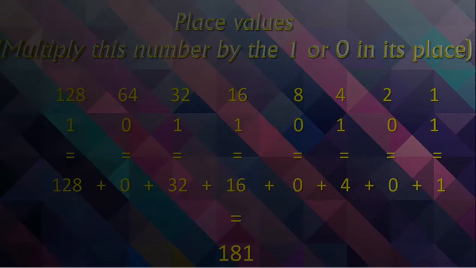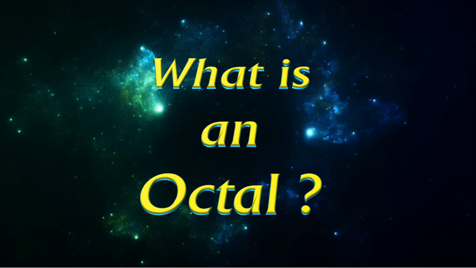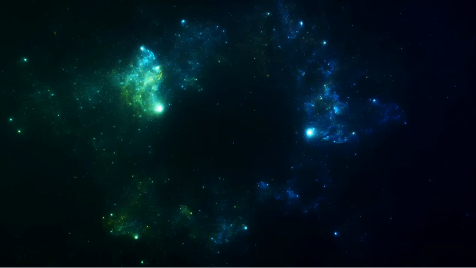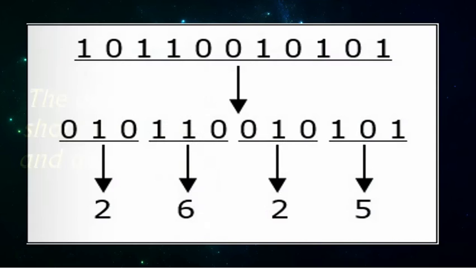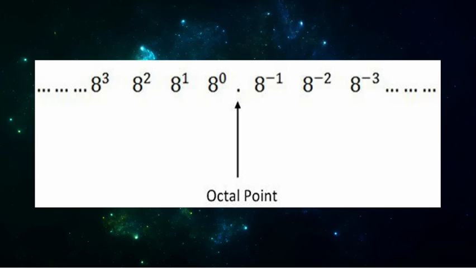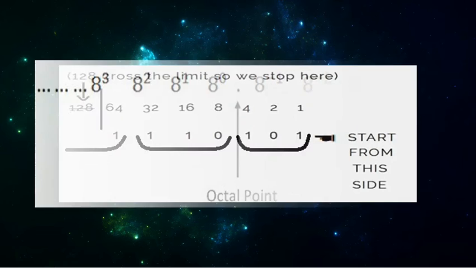Let's see what an octal is. The octal numeral system, or oct for short, is the base 8 number system, and it uses the digits 0 to 7. Octal numerals can be made from binary numerals by grouping consecutive binary digits into groups of 3.